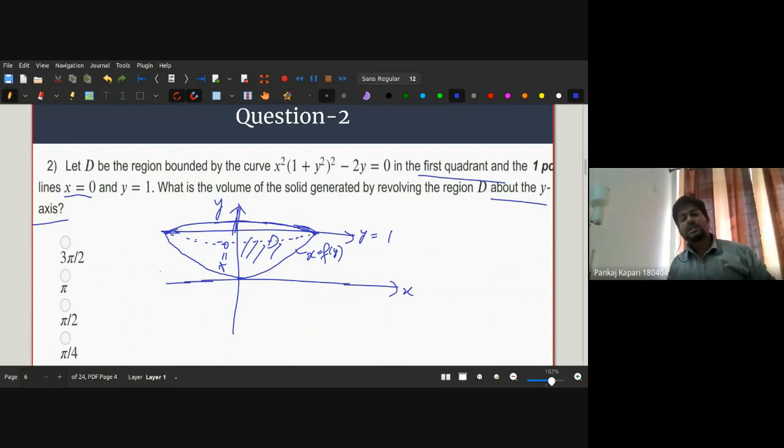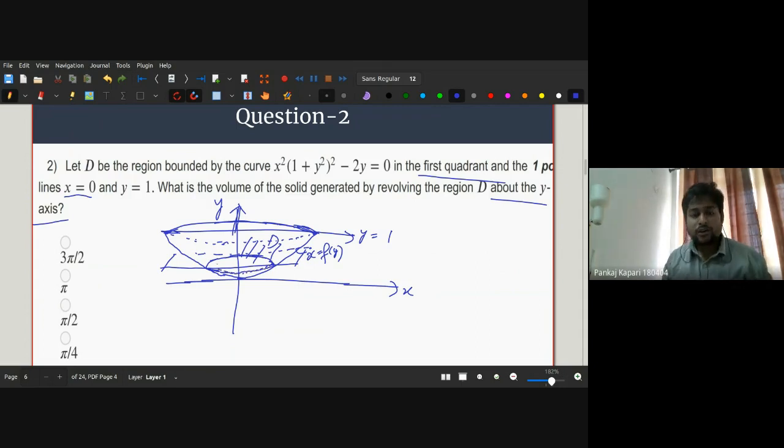Okay, now you can see that whenever you take some plane which is perpendicular to the y-axis, always take slices perpendicular to the axis about which you are rotating your region. So take any plane. In two dimensions it will look like just a line, but it's a plane, because there is a z-axis also. And on this plane you will be getting some disk, like this.